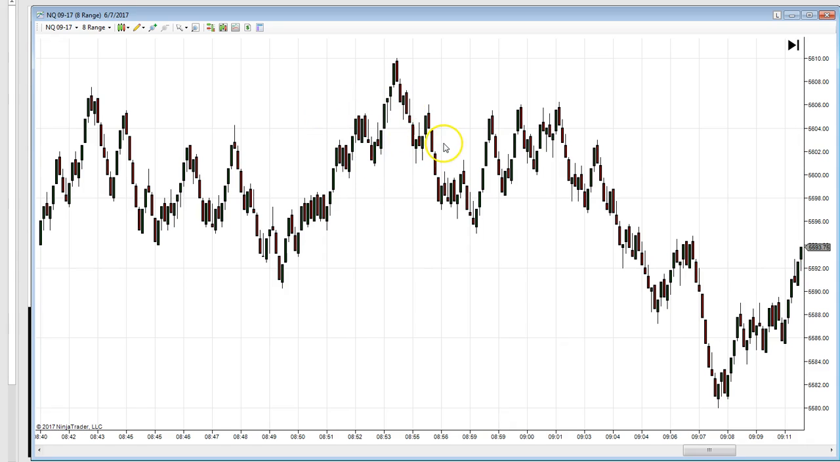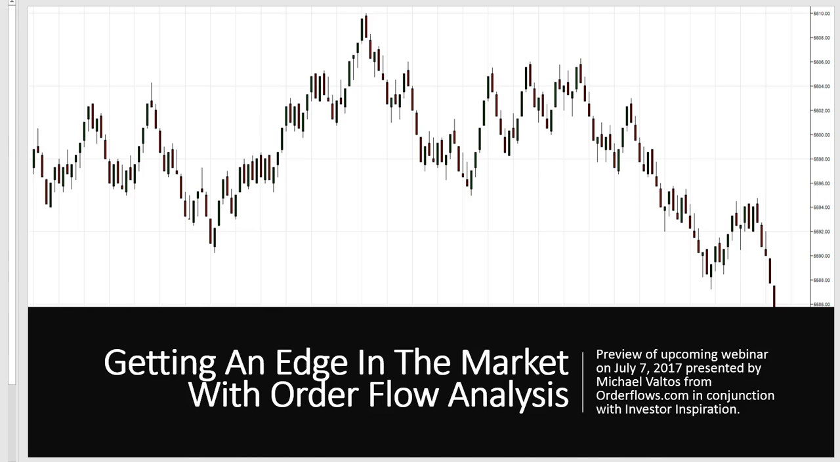So I'm going to talk about that trade setup, how you could have picked it up with order flow. It's not like order flow is going to give you every single high and low, but there are going to be times where things really stand out in the order flow that you'll kick yourself if you didn't take that trade.